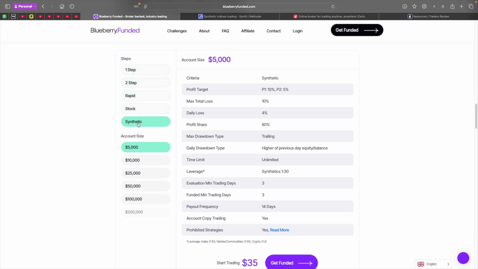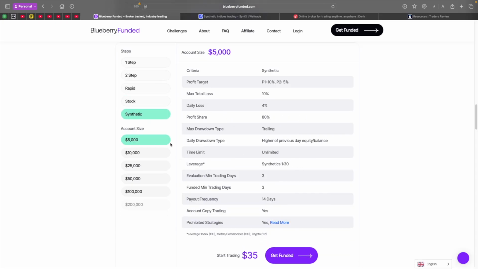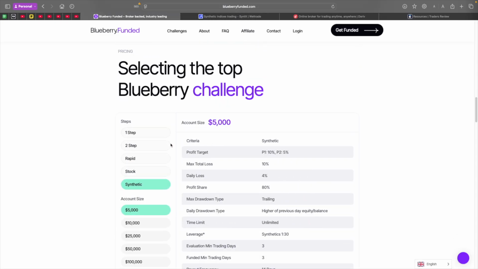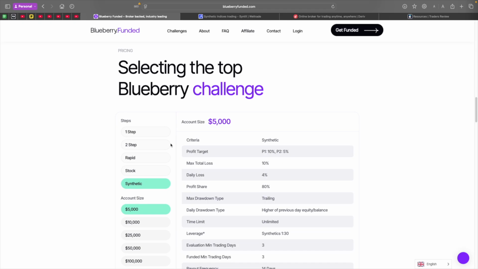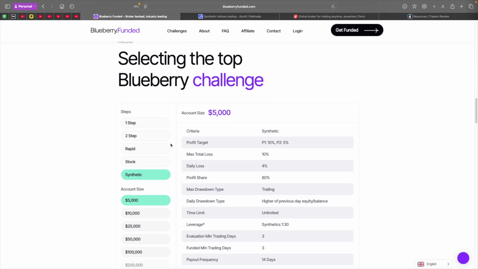If you are on the synthetics, you get account sizes from 5,000 to 100,000. These are the prices. You can go have a look. This will enable you to trade over weekends as well on the synthetic account. And our indicator works with any of these accounts as well.